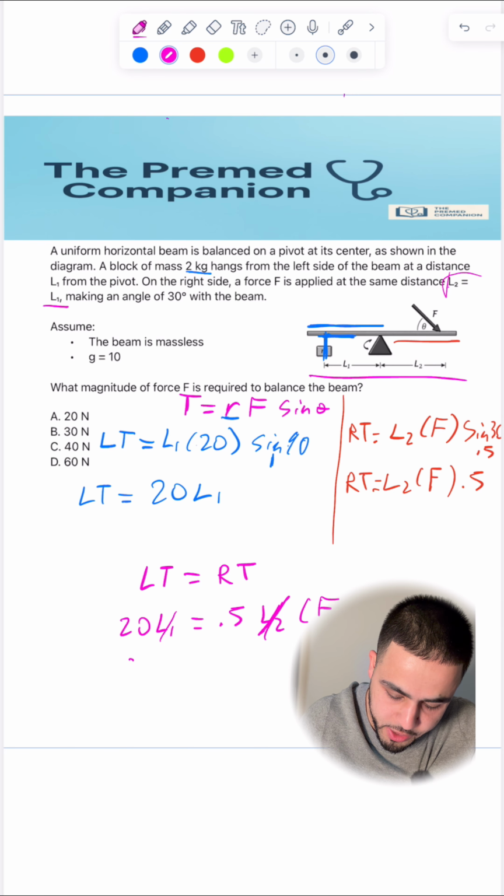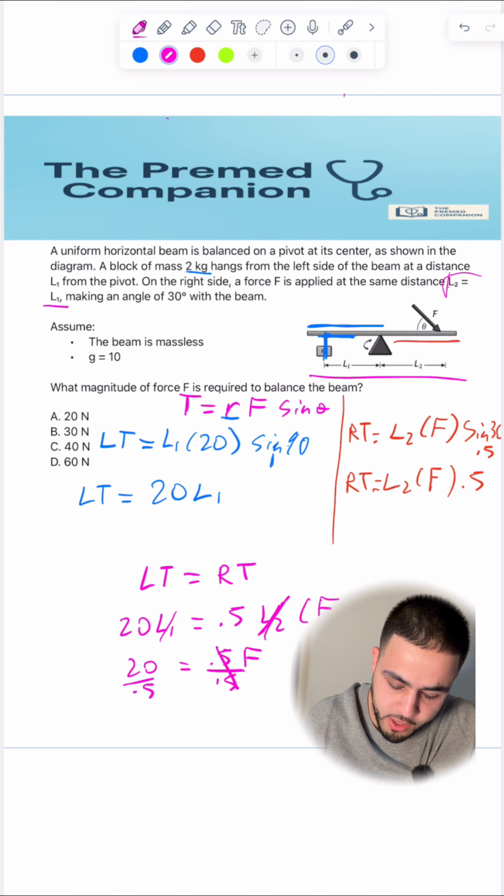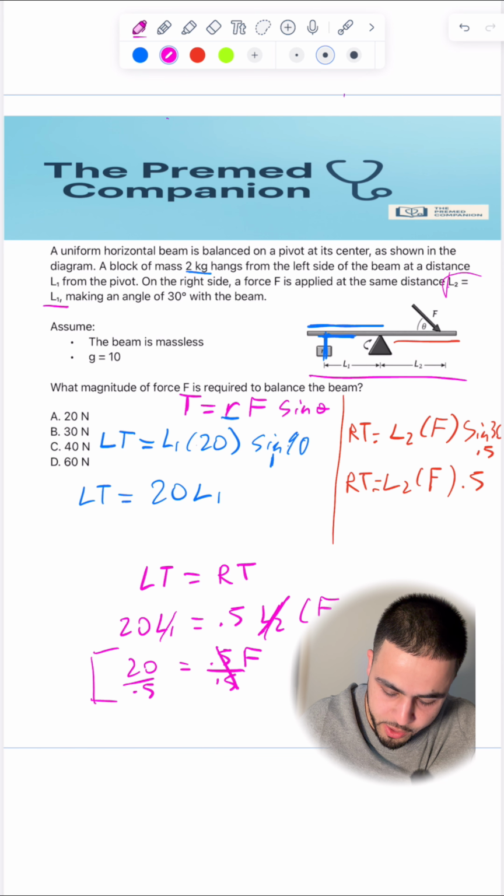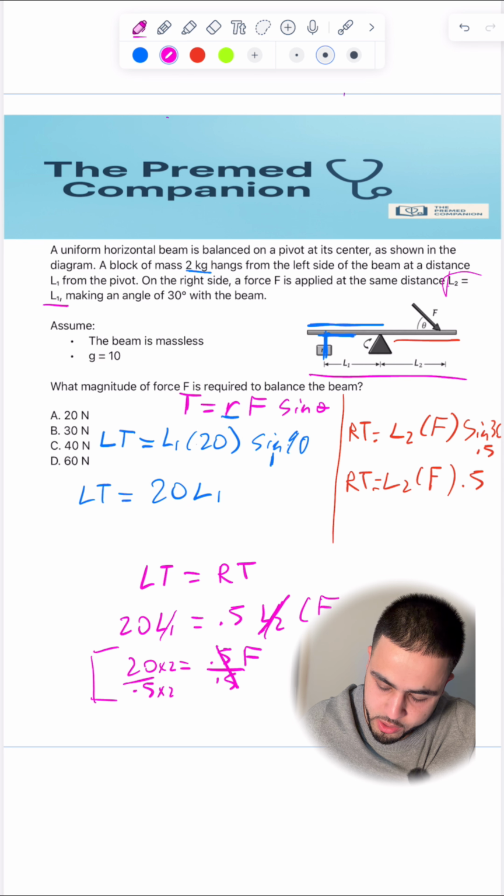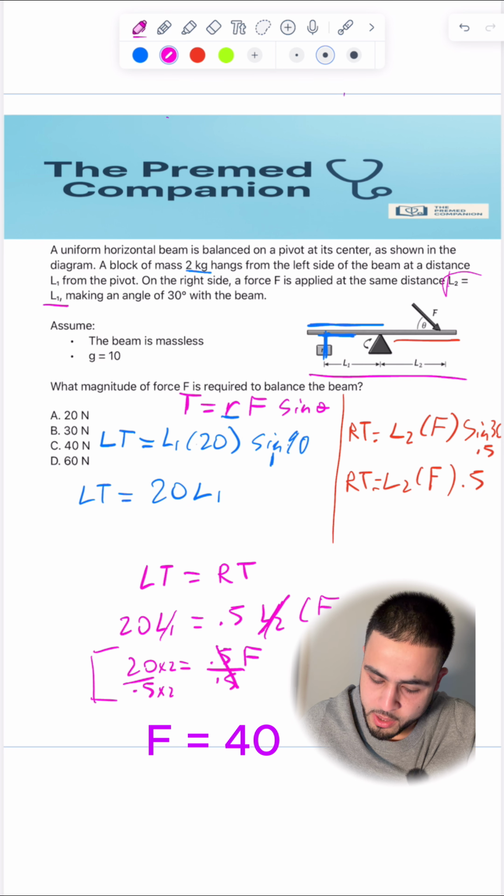So we're left with 20 equals 0.5 F, and then you divide both sides by 0.5. So you're left with F equals 20 over 0.5. Multiply top and bottom by 2, and what you're left with is F equals 40 over 1, and that's obviously just 40. So the answer is C.